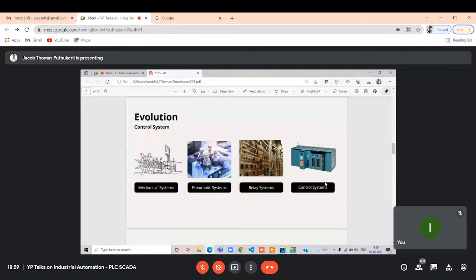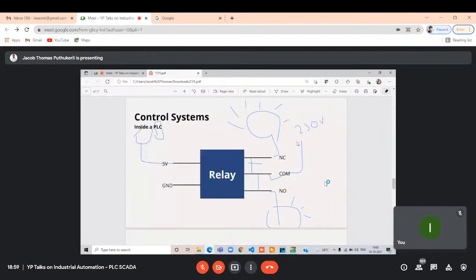That is why I mentioned that in the late 1950s we had the most vital invention, which was the transistor. A PLC is actually a combination of transistors, and the transistor works exactly like a relay system.